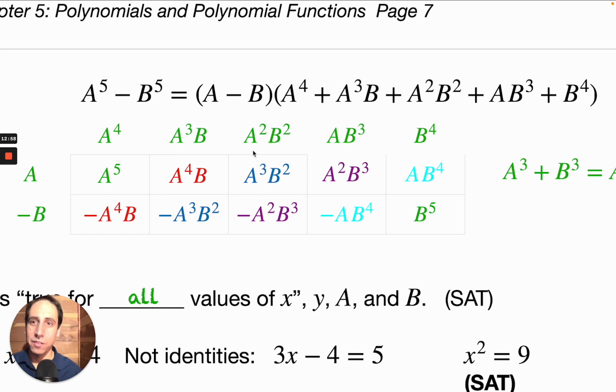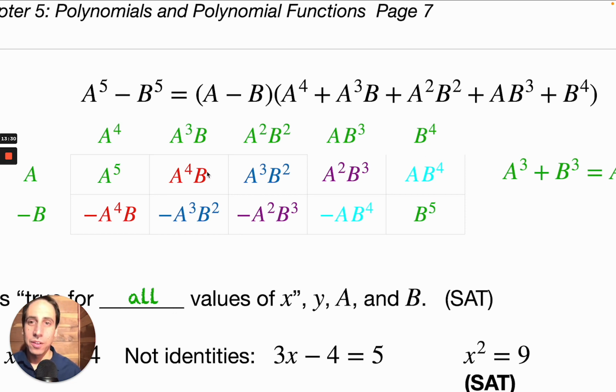Then here we've got a squared times a b squared. This is a cubed b squared. Negative b times a squared b squared is going to give you negative a squared b cubed. A times this gives you a squared b cubed. Negative b times this gives you negative a b to the fourth. I'm running out of colors. B to the fourth times a is a b to the fourth. B to the fourth times negative b is b to the fifth.